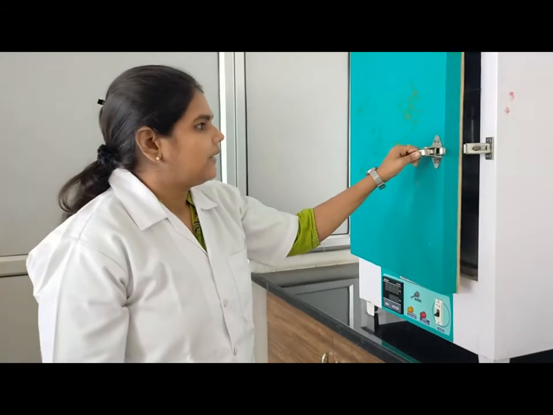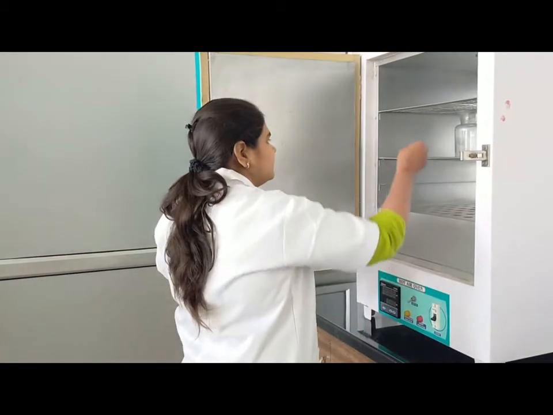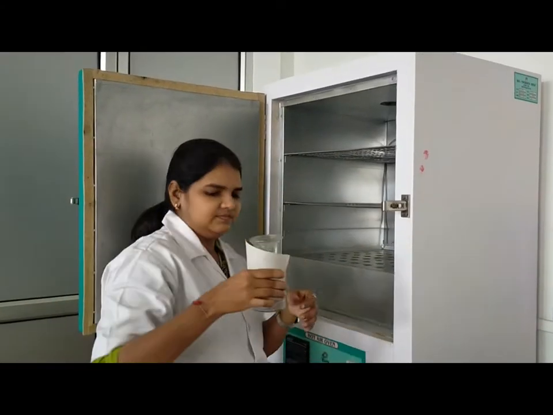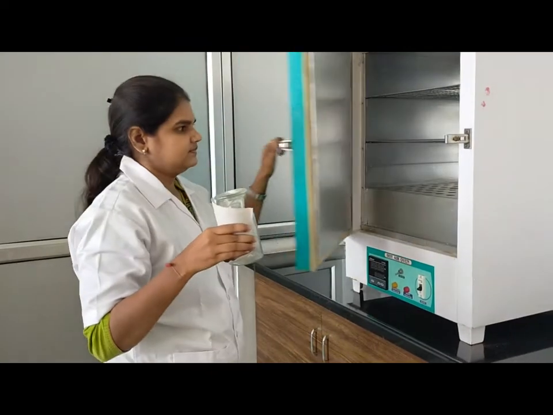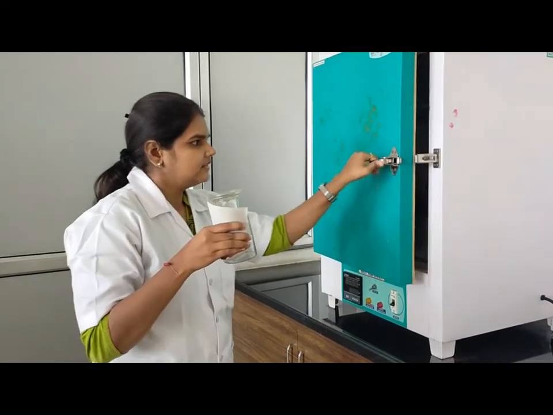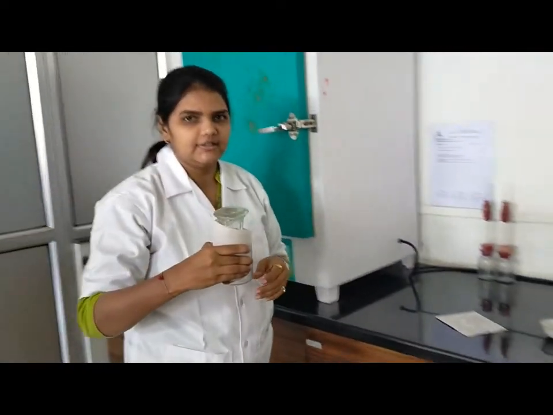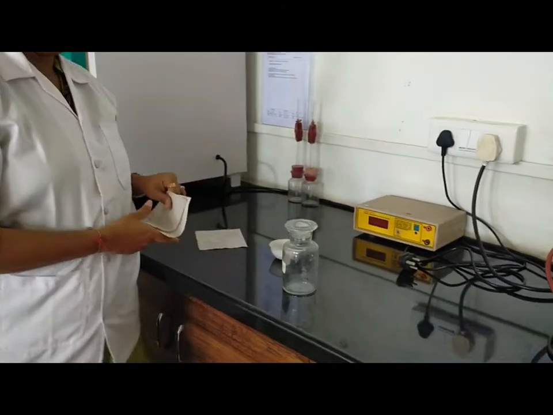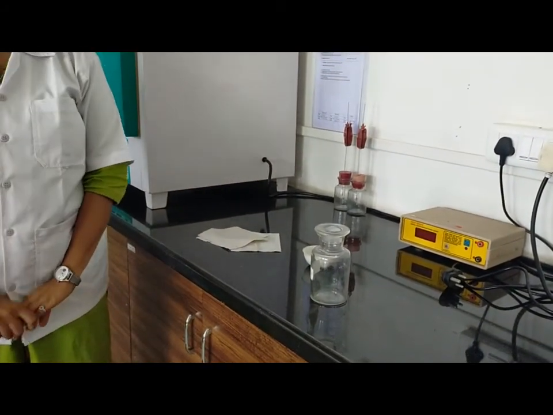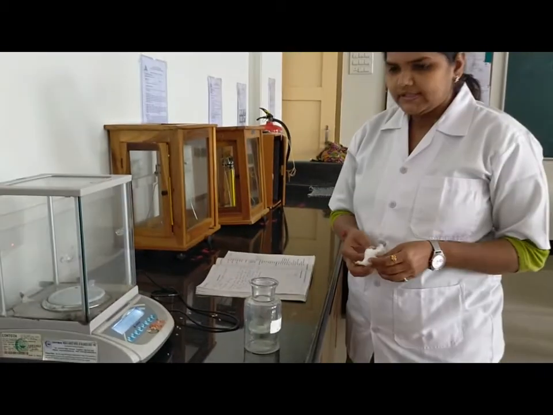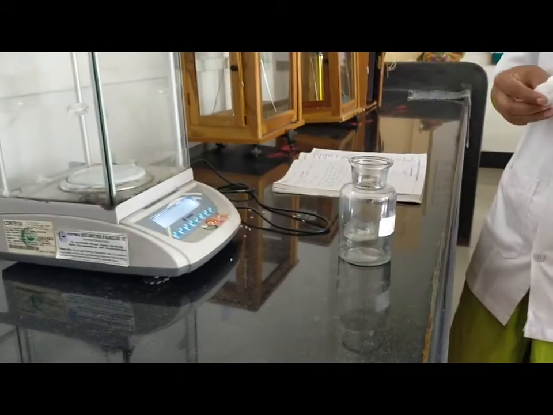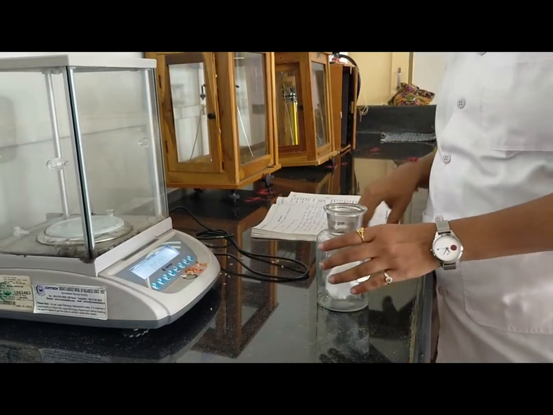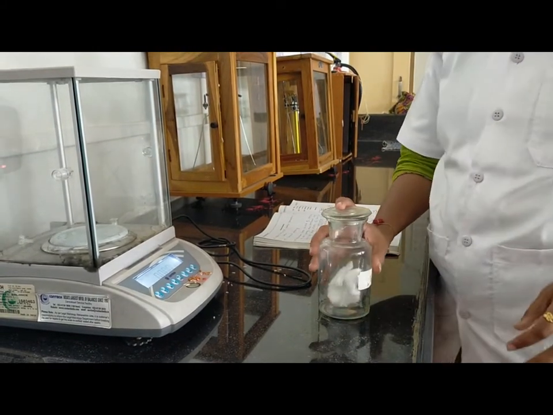Now, after 30 minutes, I kept this for 30 minutes, we will remove this bottle. Now we will allow this bottle to cool at room temperature for a while. So now the bottle has cooled down at room temperature. Now we are going to take this absorbent cotton that we will add in the bottle. Okay. Now we will weigh this with the cotton.